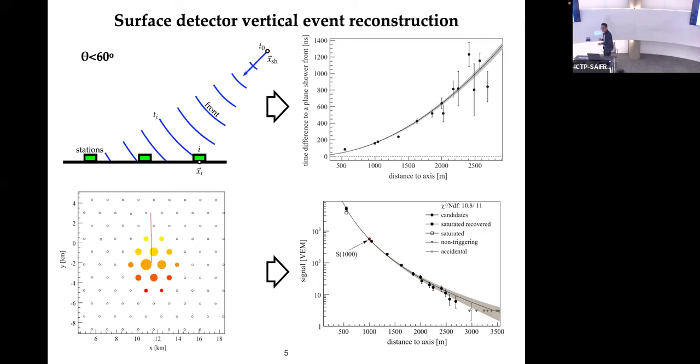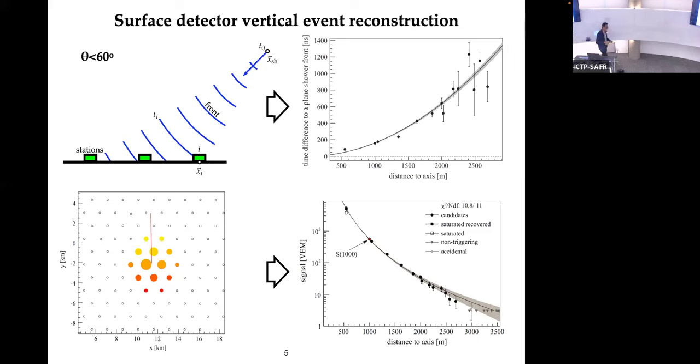And then with that, if you know where the core of the shower landed and what its incoming direction is, you can, for each station, calculate the distance to the shower axis, right? And make this plot, the signal as a function of distance. And the important thing is that this correlates pretty nicely with the energy of the shower.